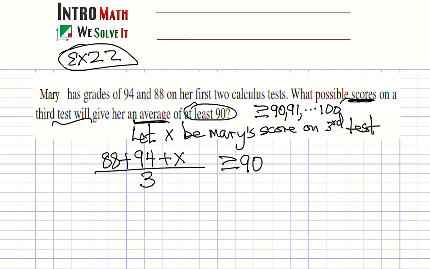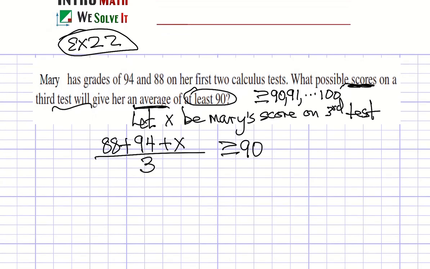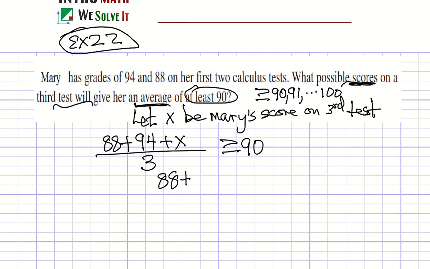So multiply both sides by 3. You get rid of the 3 on the denominator on the left. Then you get 88 plus 94 plus x is greater than or equal to 3 times 90. You see that, right? You multiply the left side by 3. That's what you get. Make sure you understand that. You gotta go step by step.